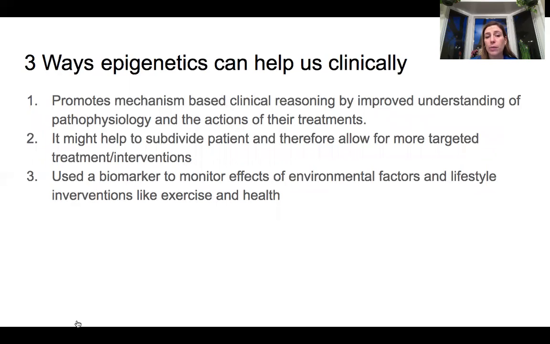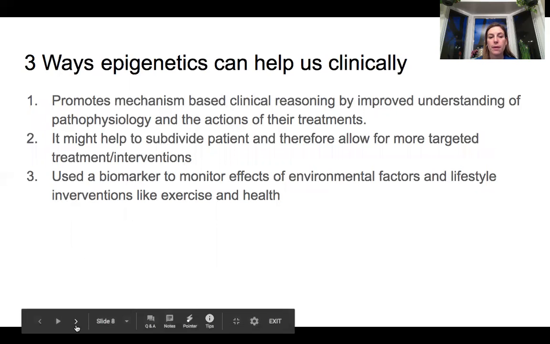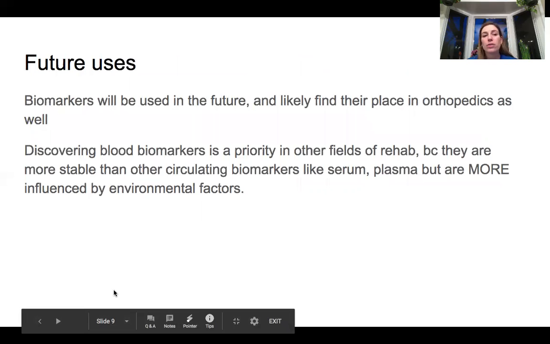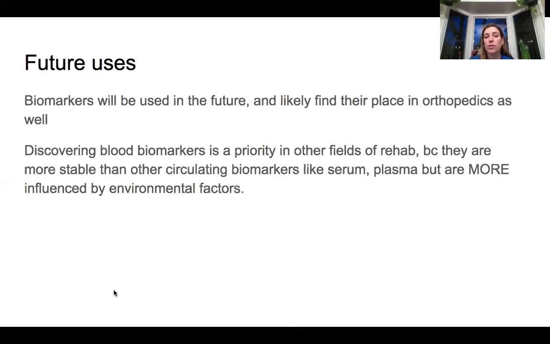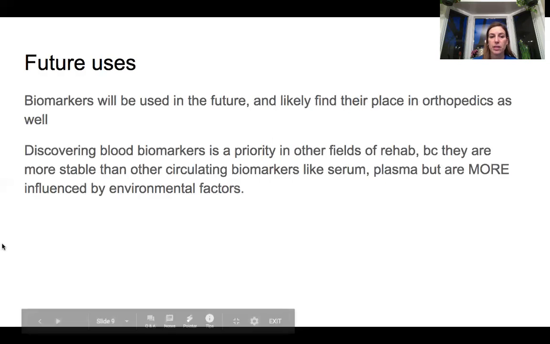And you can use a biomarker in the blood to monitor effects of environmental factors and lifestyle interventions like exercise and health. Biomarkers are helpful and should be used in the future, and there will likely be a place for them in orthopedics. Blood biomarkers are a priority in these fields of rehab because they are more stable than other circulating biomarkers like serum and plasma, and are more influenced by environmental factors. So not only are they more stable, they're more influenced by other factors that, in our practice, directly affect a patient's recovery.